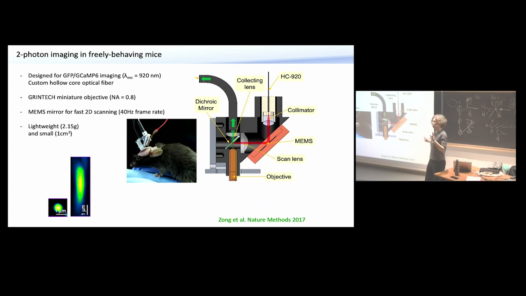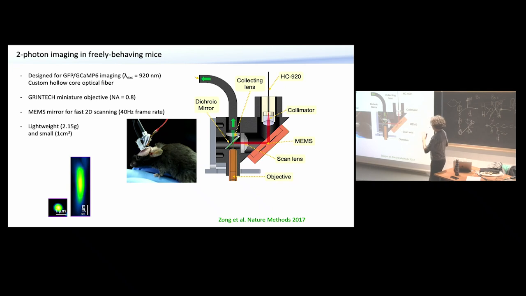They use a hollow core fiber that is made especially for this project. It's a fiber that will transport your 920 nanometer pulses without distorting them, because it's quite a big challenge to transport these intense infrared pulses inside fibers. They use a MEMS scanner. This is the thing to move the light. That was made especially for them also.